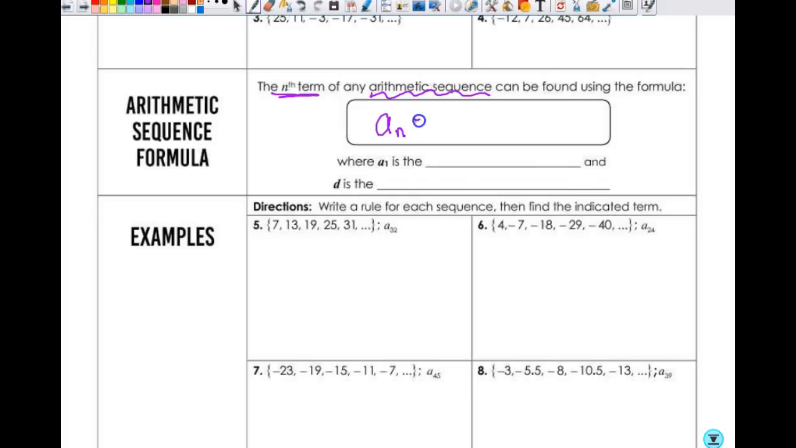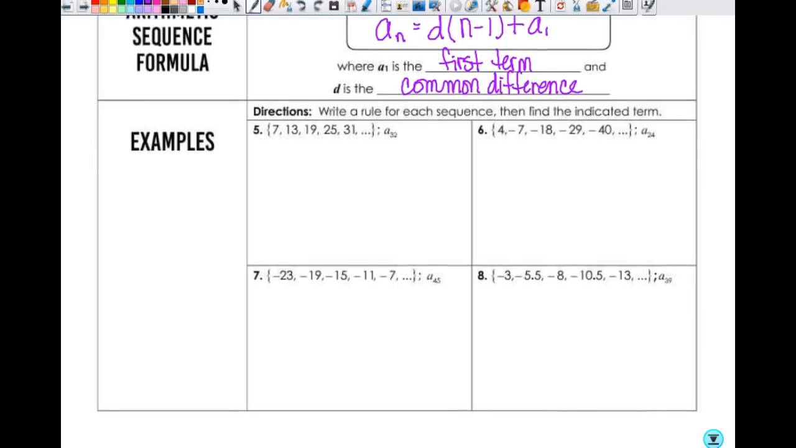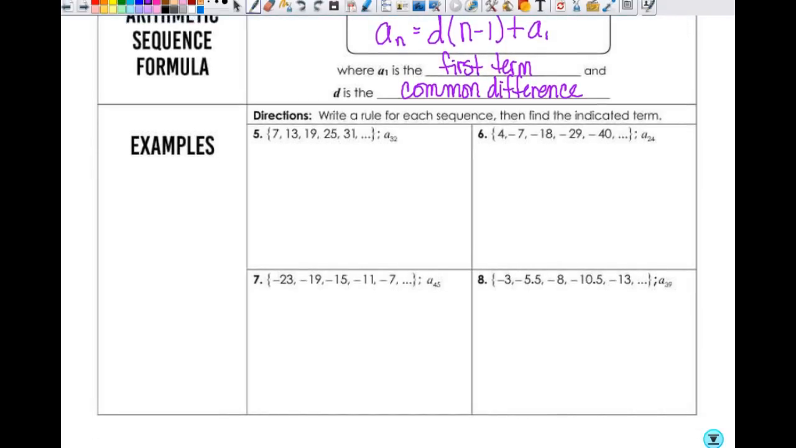So a sub n is equal to d, which is that common difference, times n minus 1, plus a sub 1, where a sub 1 is the first term, and d is the common difference. So once you can do that, it's going to be a piece of cake. Let's look at number 5. It says write a rule for each sequence, then find the indicated term.